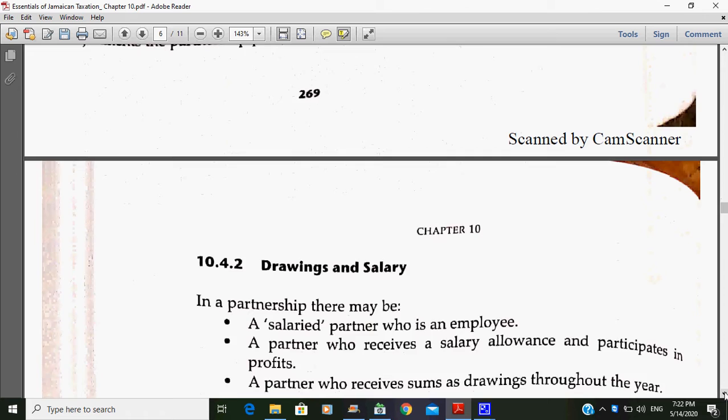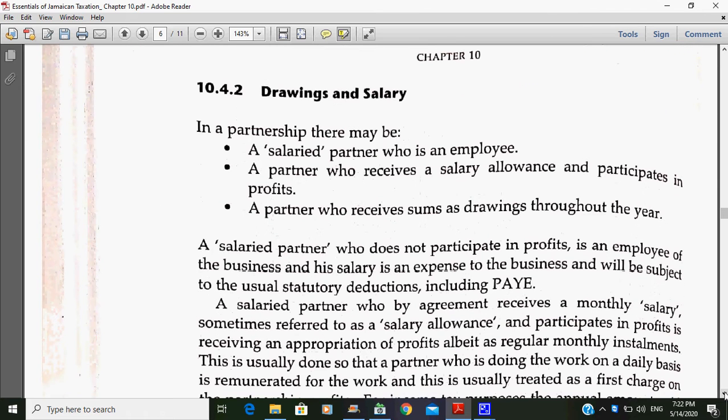That's that for that. Look at now drawings and salary. In a partnership, there may be a salaried partner who is an employee, a partner who receives a salary allowance and participates in profits, and a partner who receives sums as drawings throughout the year. A salary partner who does not participate in profits is an employee of the business, and his salary is an expense to the business.